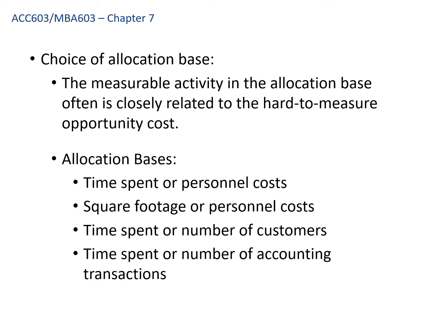So in choosing an allocation base, the key thing here is we want to choose an allocation base that drives the particular activity that we want most directly. So it could be time spent on a project or personnel costs on a project, square footage, number of customers, or number of transactions. The book gave a very good description of allocating utility cost for a factory among different divisions within the factory by square footage. And it's a common way to do it.